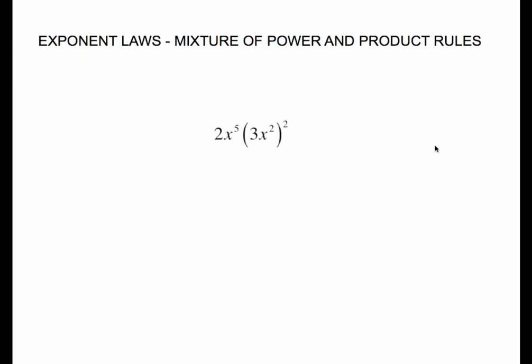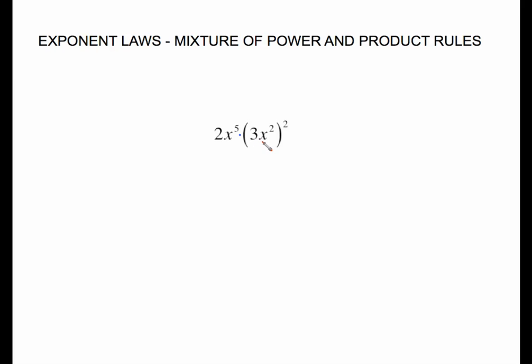This video will show you how to do problems when two different exponent laws are involved. Notice we have something raised to a power, but we also have this 2x to the fifth outside of the parentheses, meaning multiply. We have to follow order of operations. Order of operations says we should do what's inside parentheses first.